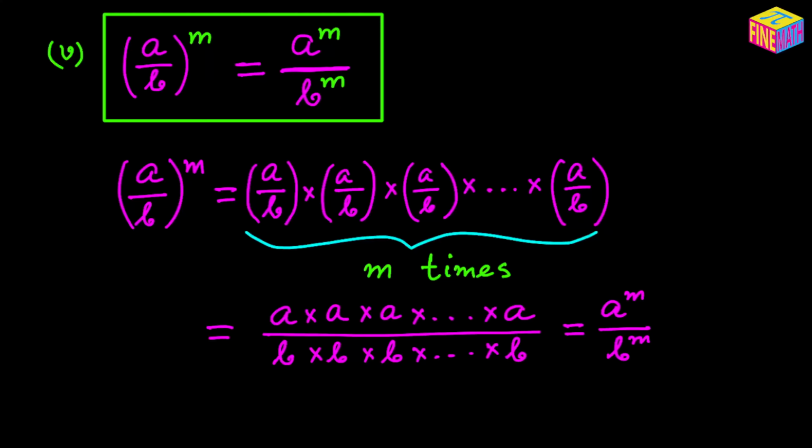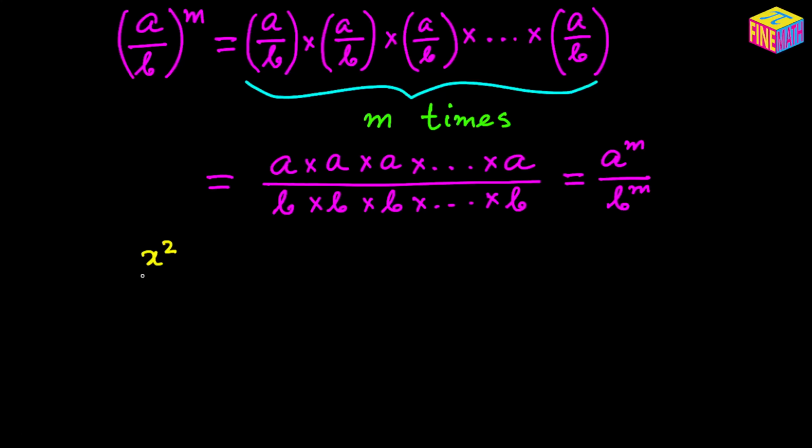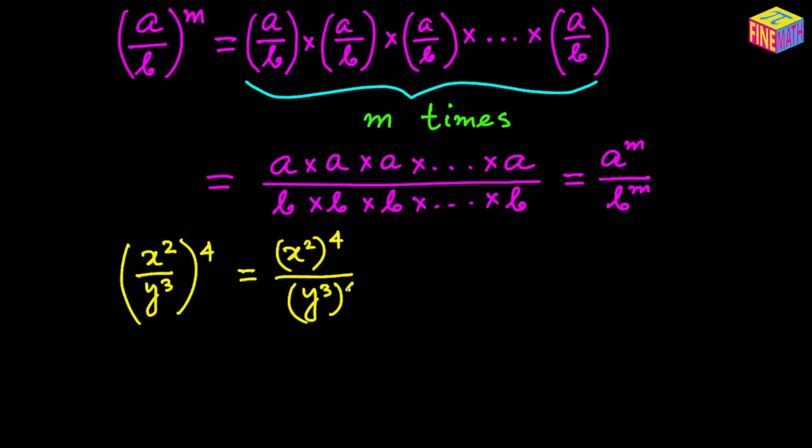So let's take an example. Suppose we have x squared divided by y cubed, whole to the power 4. This can be written as whatever is in the numerator, which is x squared, to the power 4, divided by whatever is in the denominator, which is y cubed, to the power 4. And then from the previous property we can say this must be x to the power 2 times 4, and in the denominator it will be y to the power 3 times 4. That is from previous property number 3 or 4, right? Ultimately this becomes x to the power 8 divided by y to the power 12.